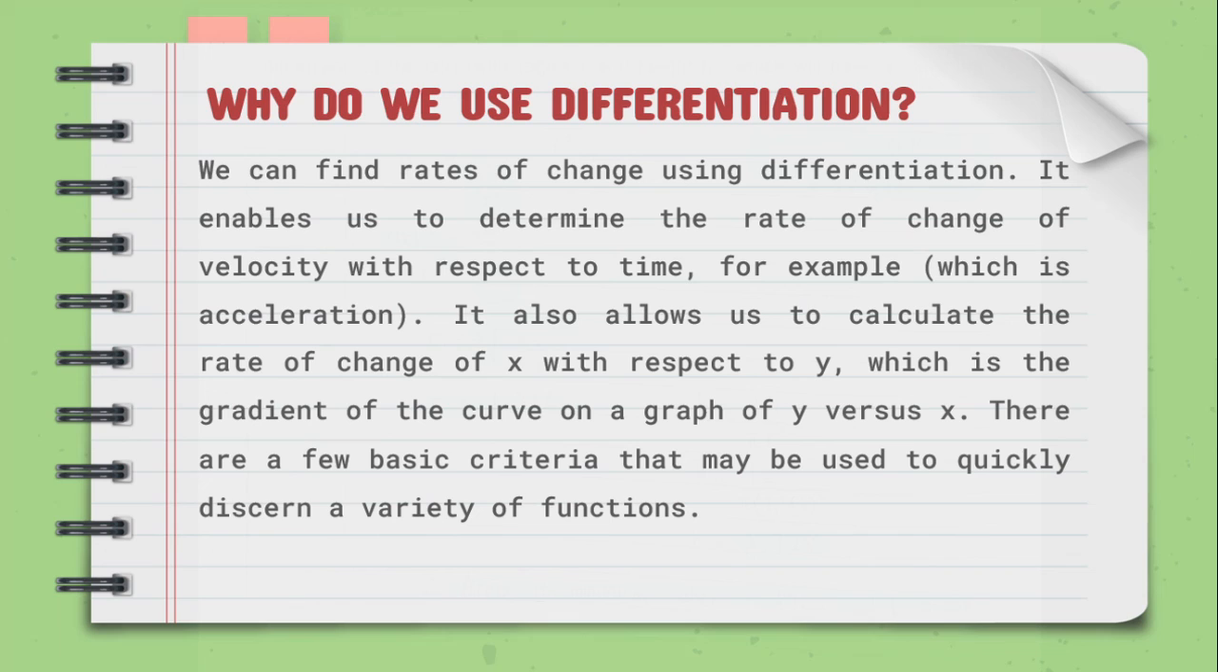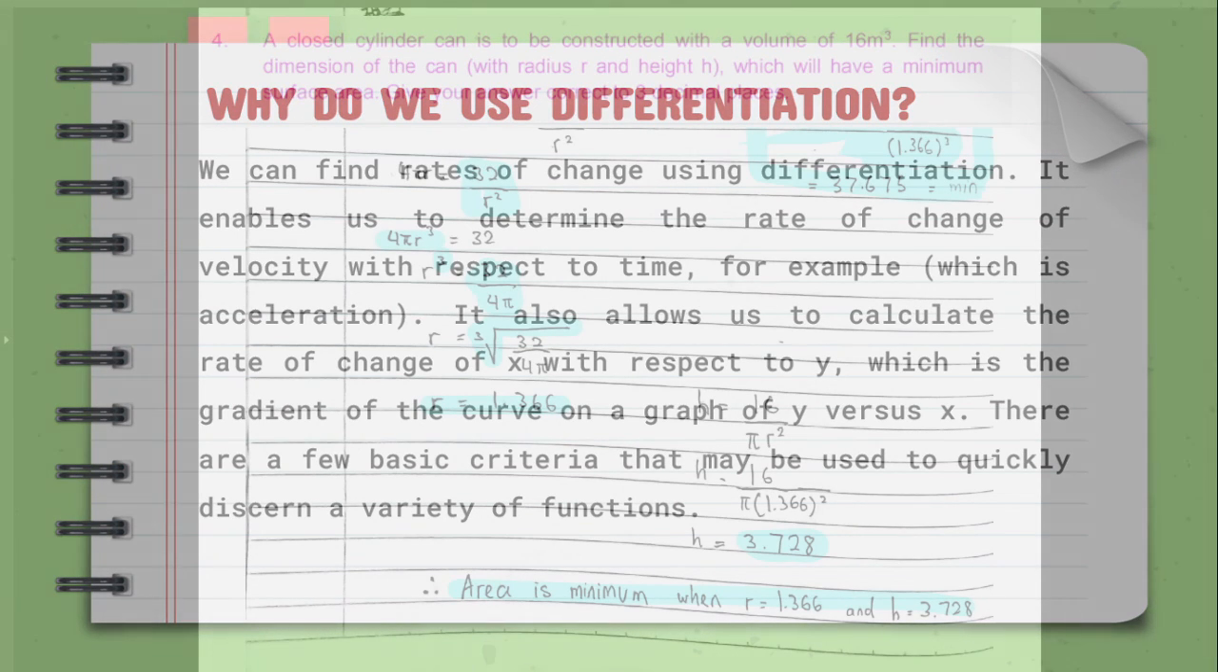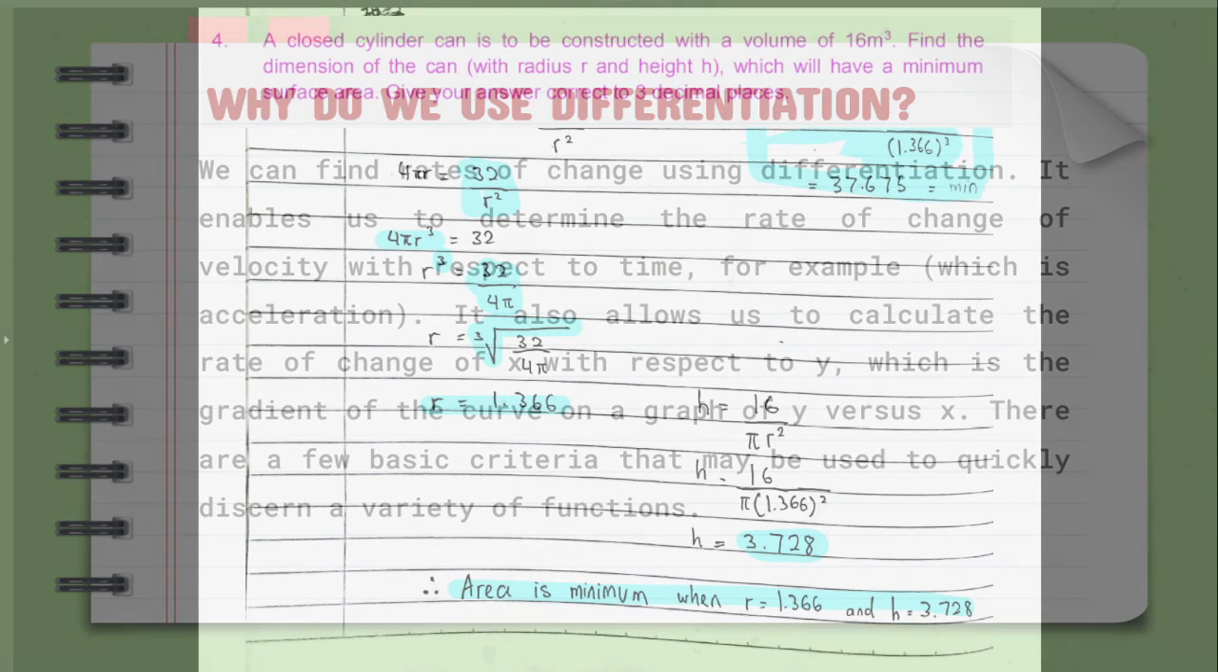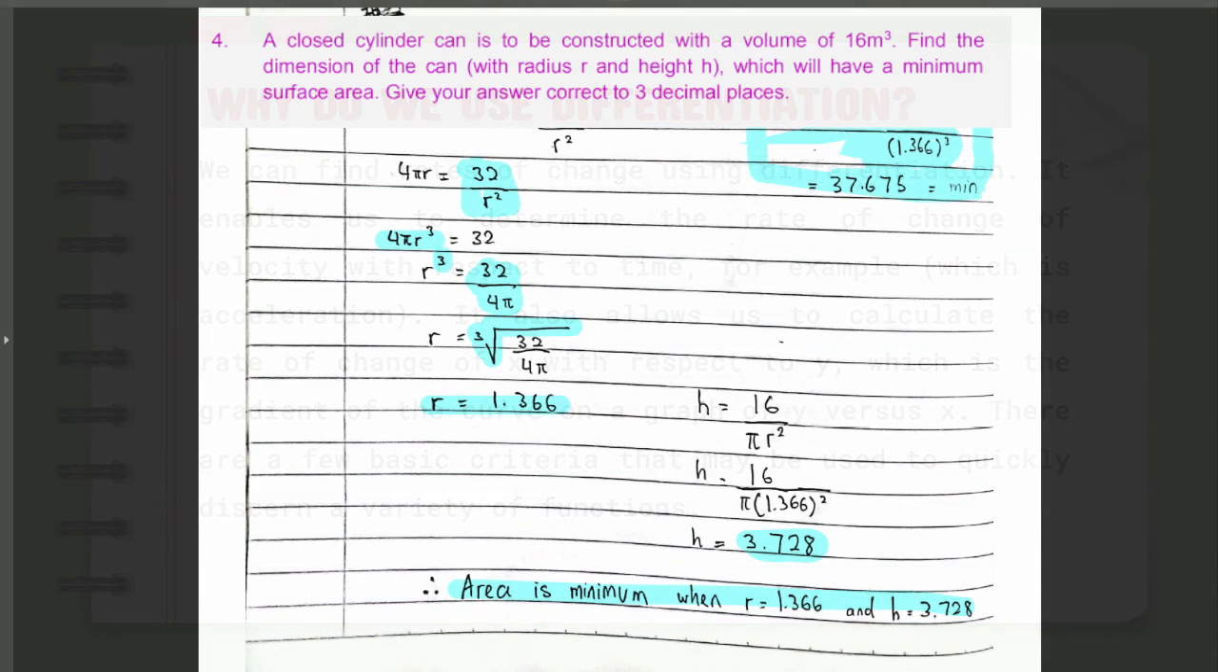The rate of change of y with respect to x is the gradient of the curve on a graph of y versus x. There are a few basic criteria that may be used to quickly discern rates of change and are applied to maximum and minimum problems.